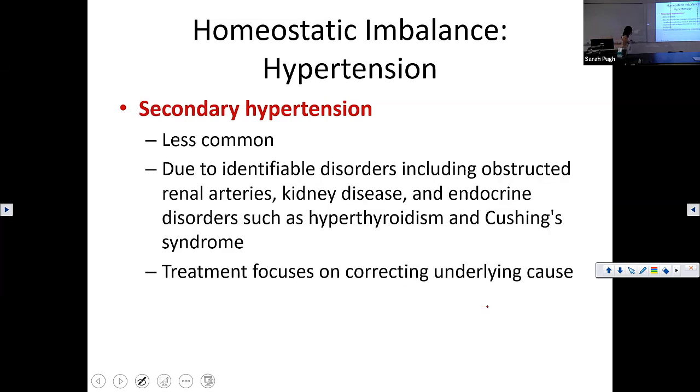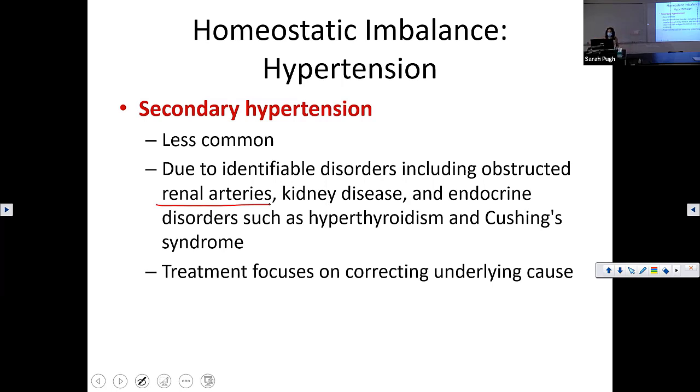Now, secondary hypertension is much less common. This is typically caused by another disorder. So this might be the renal arteries are blocked and your kidneys are unable to filter through your blood and release water in your urine. So you're holding on to water that's causing blood pressure to go up. But we know there's a problem with the kidneys.